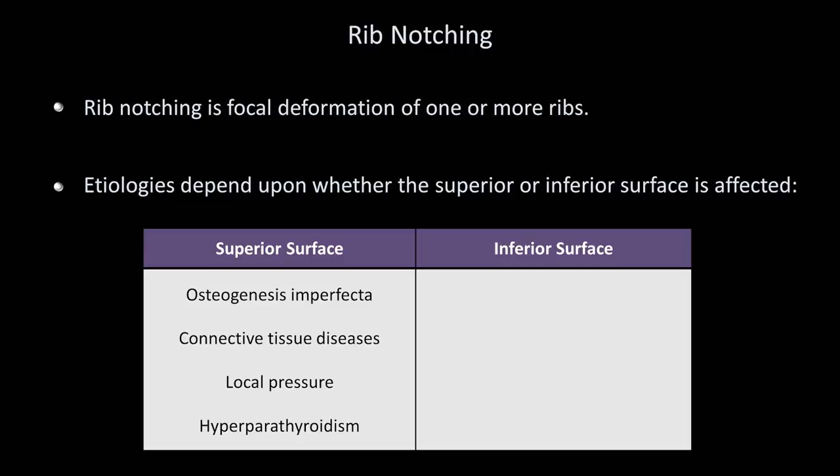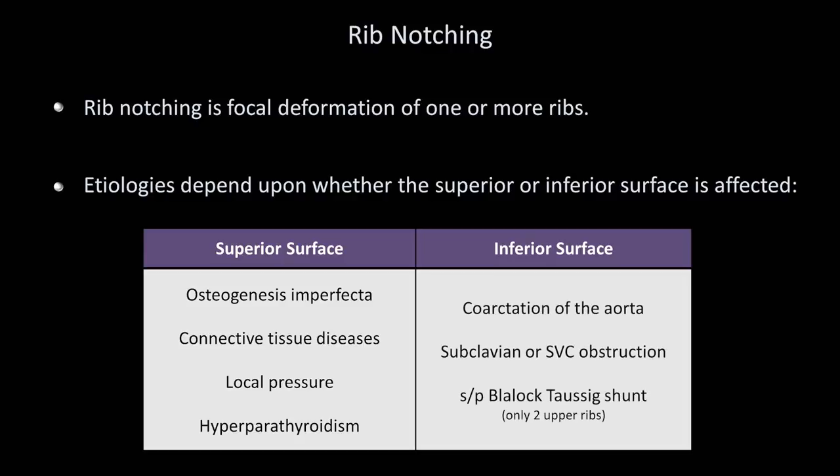Notching on the inferior surface, which is more common, can be seen in coarctation of the aorta, subclavian or SVC obstruction, and in patients who are status post a Blalock-Taussig shunt, which is a surgical procedure for complex congenital heart disease in which only the two upper ribs will be notched.